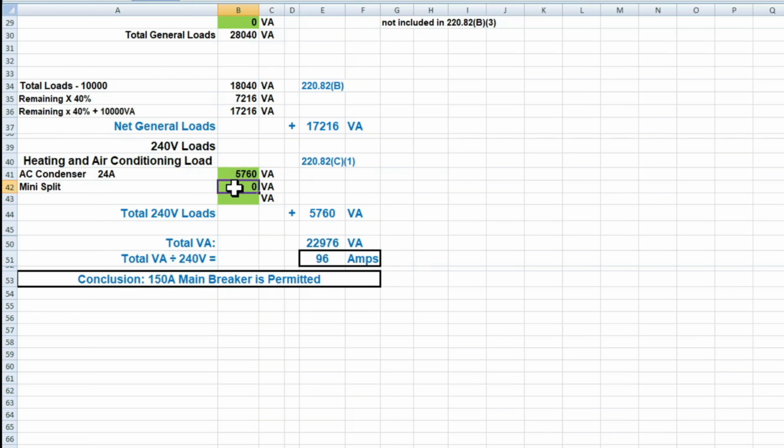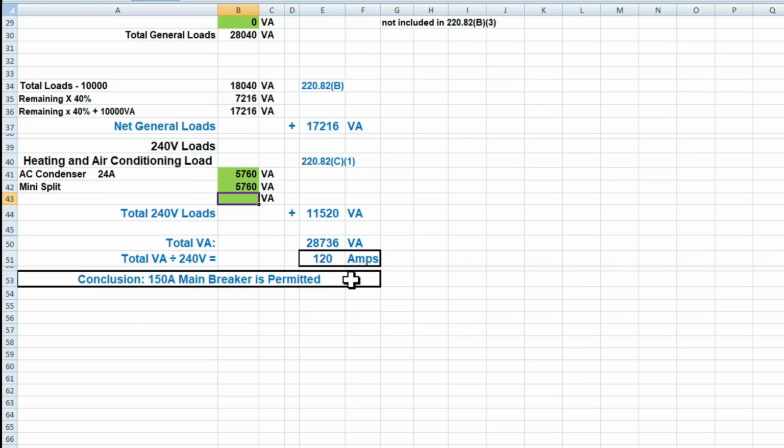What if I took that mini split at 100%? So that might also be on a 30 amp breaker, so that might also be 5760. And I'll just put that in, and look at that. It only goes up to 120 amps. So I'm still good. I have 30 amps of overhead on the 150 amp main breaker.